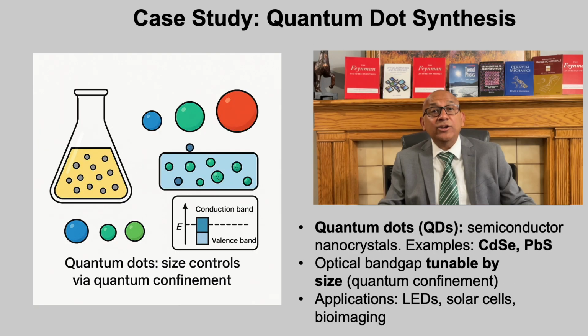Let us look at a specific case study, quantum dot synthesis. Quantum dots are semiconductor nanocrystals, with common examples including cadmium selenide, CdSe, and lead sulfide, PbS. What makes them unique is their size-dependent optical band gap, a direct result of quantum confinement.